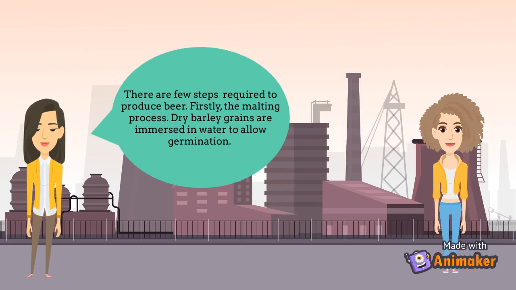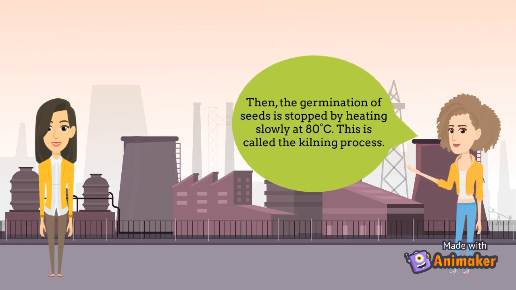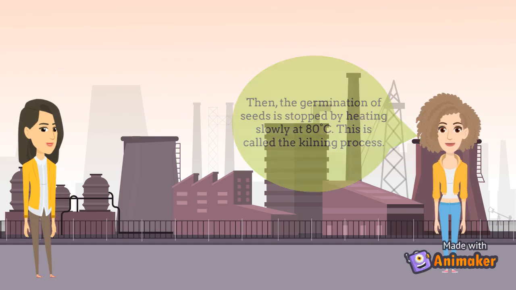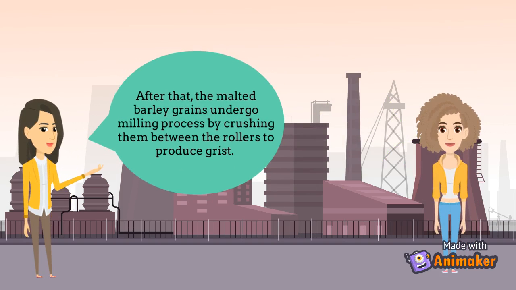Firstly, the malting process. Dry barley grains are immersed in water to allow germination. Then, the germination of seeds is stopped by heating slowly at 80 degrees Celsius. This is called the kilning process. After that, the malted barley grains undergo the milling process by crushing them between rollers to produce grist.